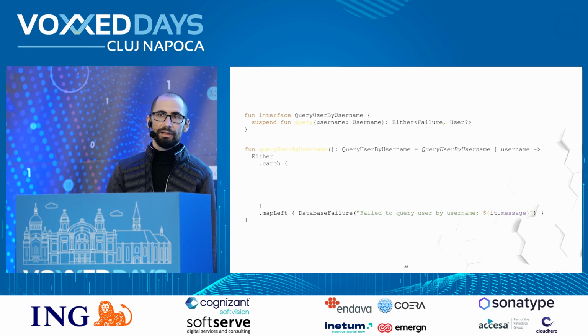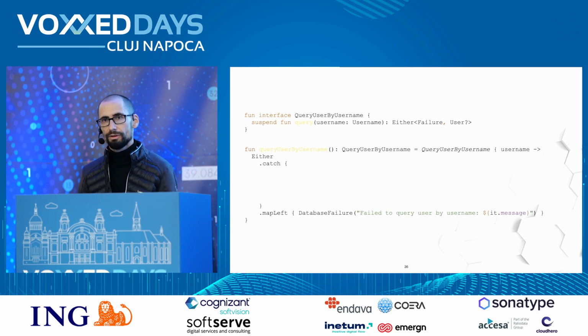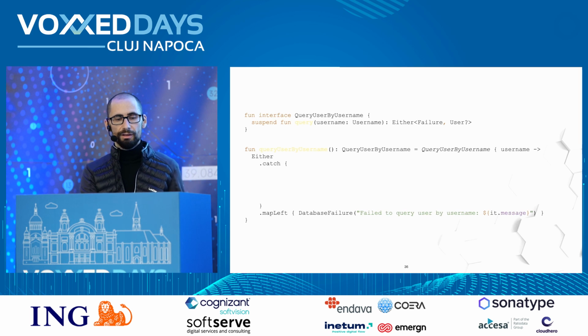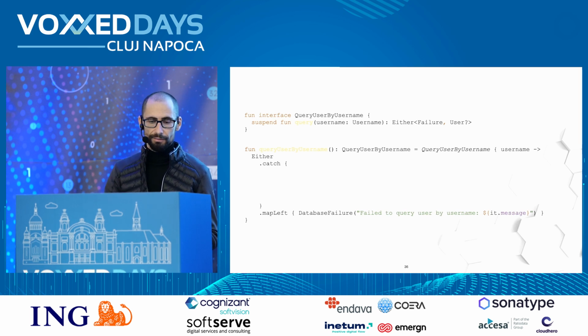And we're going to use map left. So the left is the error. In case of an error, we're going to put in our domain type, which in this case is a database failure. However, we need that reactive template.